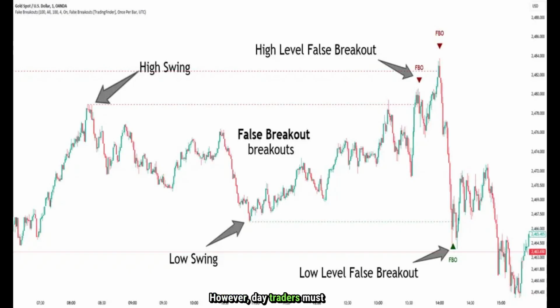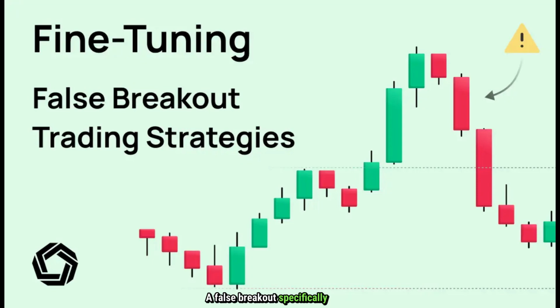However, day traders must remain wary of common pitfalls like false breakouts, where price briefly exceeds the range but reverses, potentially leading to significant losses if not properly filtered. A false breakout specifically occurs when price briefly moves beyond the opening range with a long wick but fails to sustain the momentum, quickly reversing direction as evidenced by the candle body closing back inside or opposite the range.